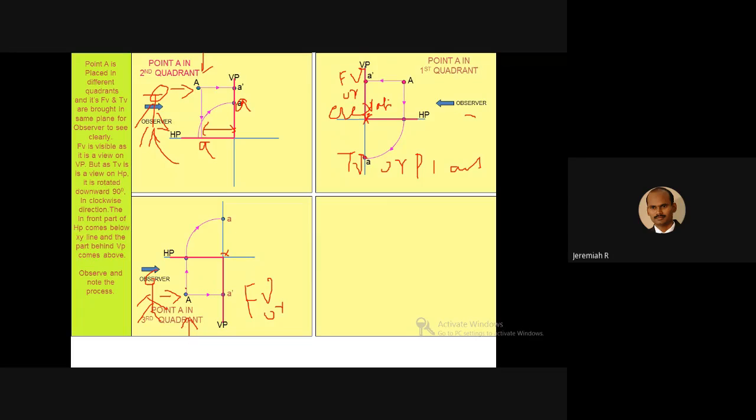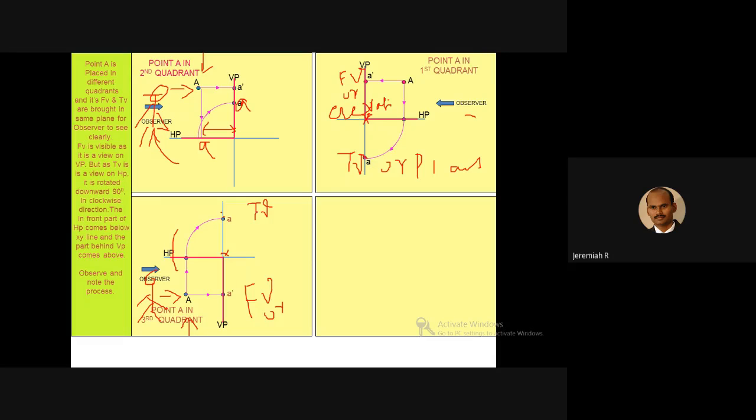When you see the top view from here, you get something here. You rotate it here, so the top view comes here. This is your top view. What is the difference here? If it is the first quadrant, below the XY line you are getting the top view and above the XY line you are getting the front view. But if it is the third quadrant, below the XY line you are getting the front view.